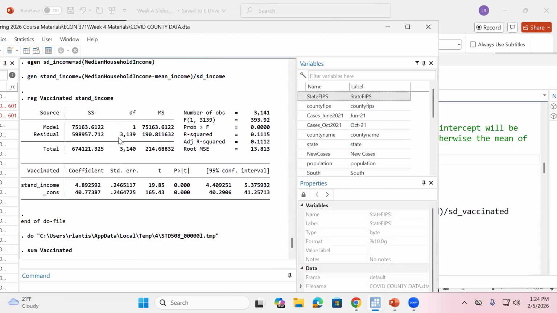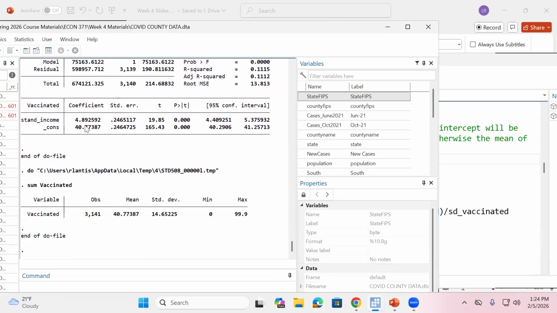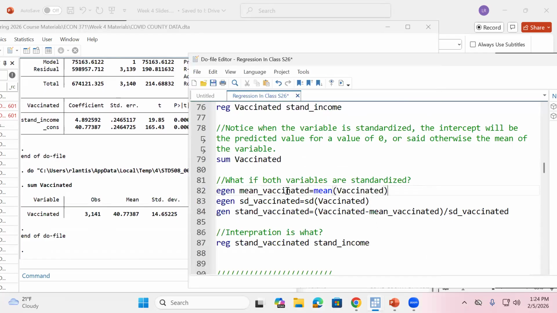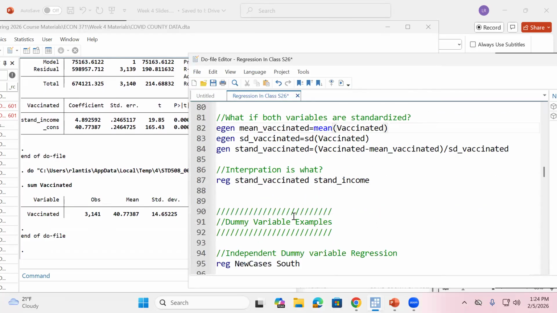Okay, so sorry. Here is my original regression. That constant was 40.77. I said that should represent the average of that y variable. Sure enough, it's exactly the same. Okay, so we get these weird interpretations if I standardize variables. I could standardize both variables here.